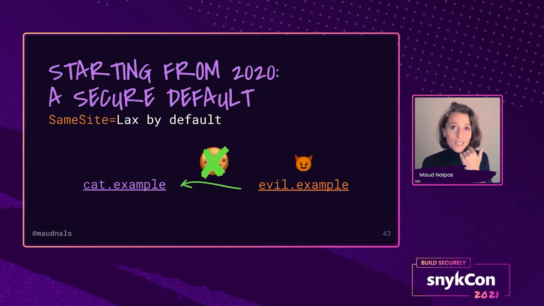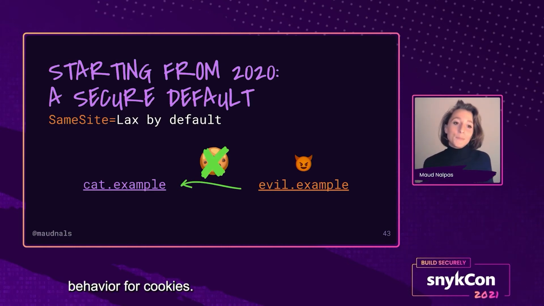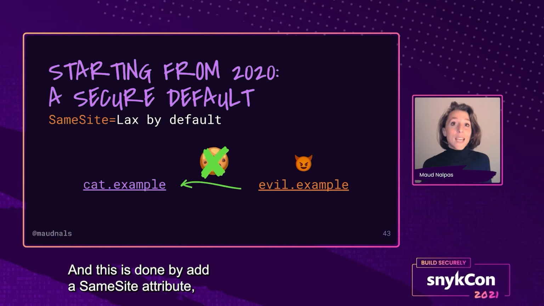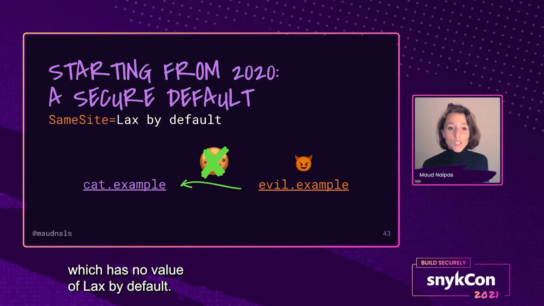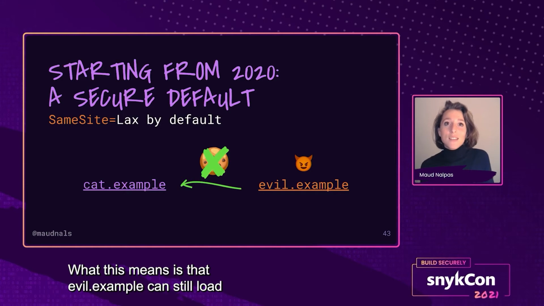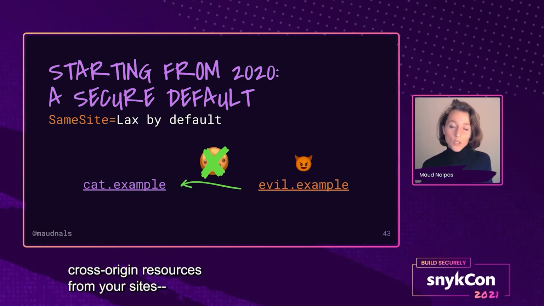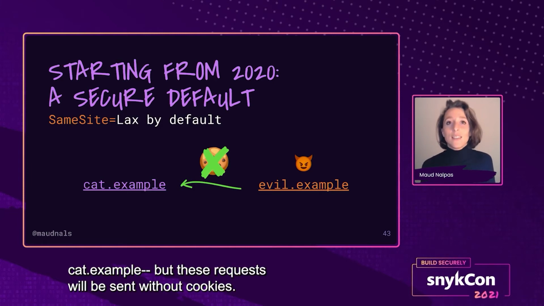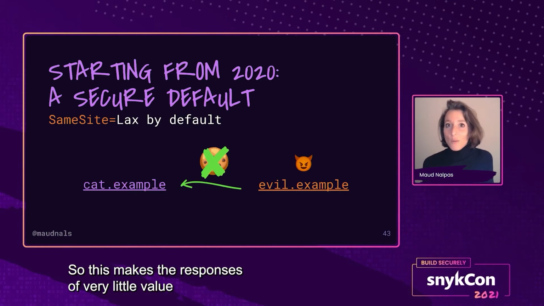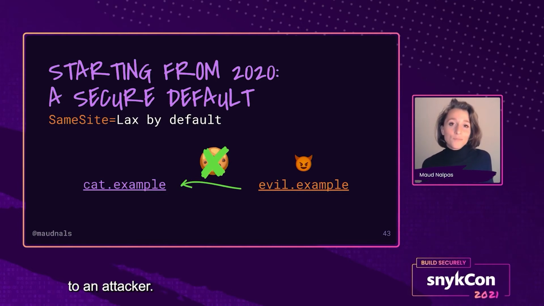Luckily, since 2020, browsers have set up a secure default behavior for cookies. This is done via the SameSite attribute, which has a default value of Lax. What this means is that evil.example can still load cross-origin resources from your site, cat.example, but these requests will be sent without cookies. So this makes the responses of very little value to an attacker.